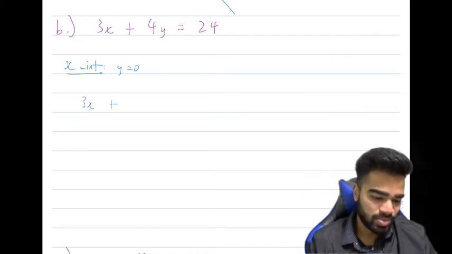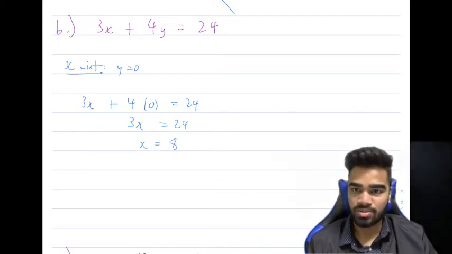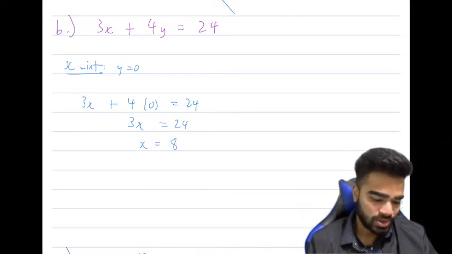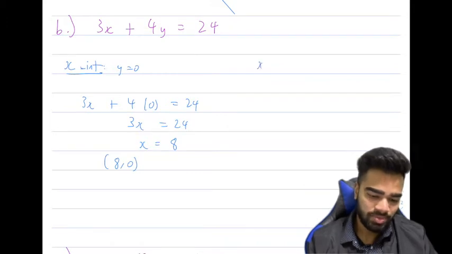So you have 3x plus 4 times 0 is equal to 24. So 4 times 0 is 0. So 3x is equal to 24. X is equal to 8, 24 divided by 3. Okay, so what's the coordinate? It's 8 and 0.